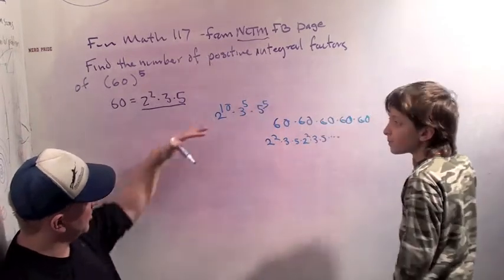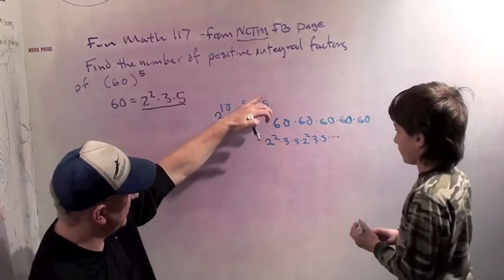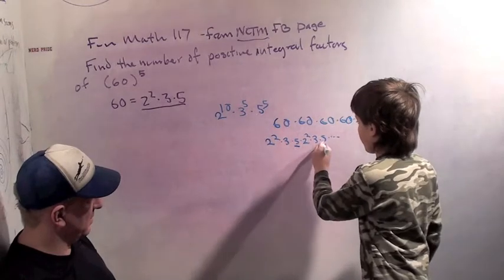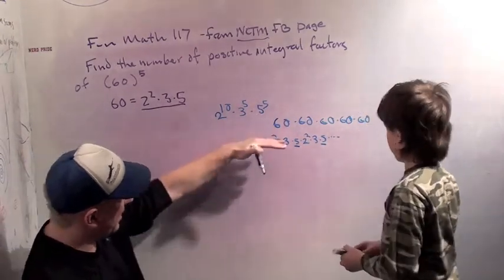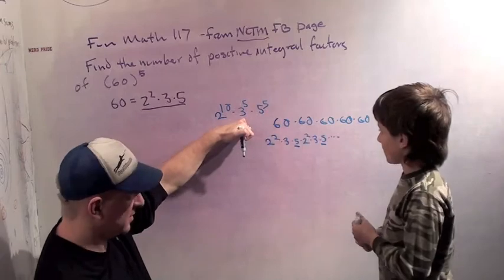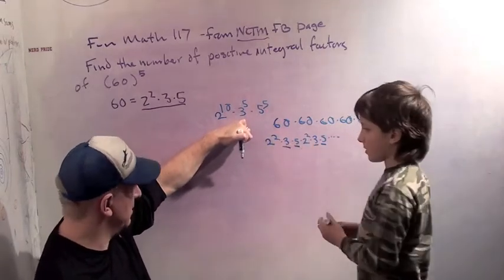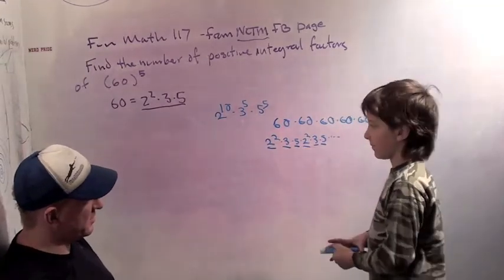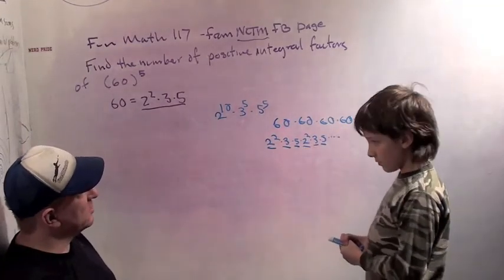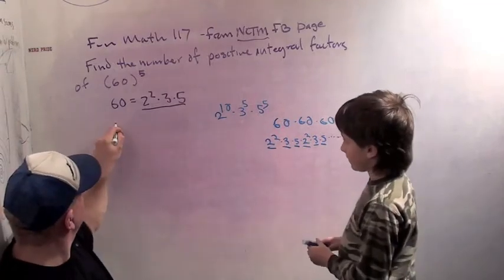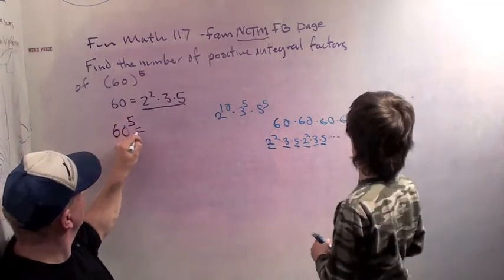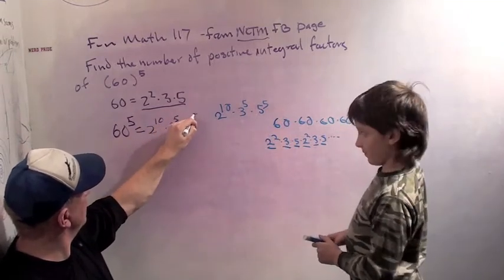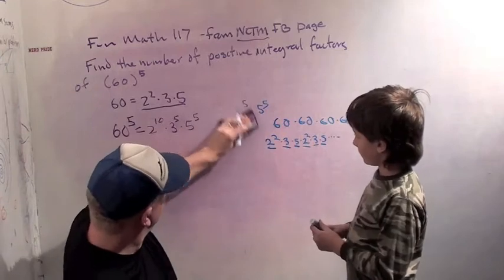Okay, so let's work backwards on this. Why do I have 5 to the 5th when I multiply 60 together 5 times? You've got these 5 times. I get 5 fives, one from each 60. Why do I have 5 threes? Because you got one 3 from each 60. And why do I have 10 twos? You've got one 2 squared from each 60. How many 2s does each 60 have? There's two 2s, and I get that 5 times. So 60 to the 5th is 2 to the 10th times 3 to the 5th times 5 to the 5th.